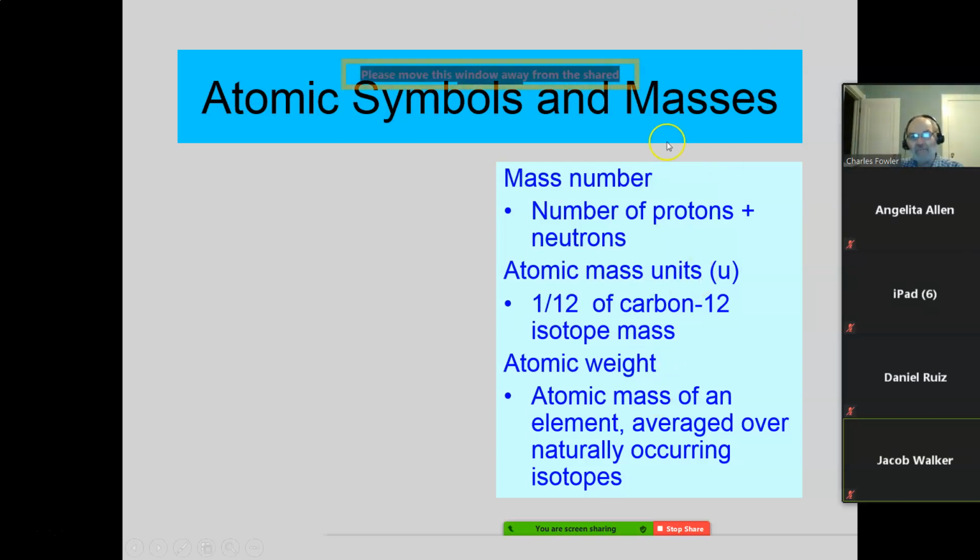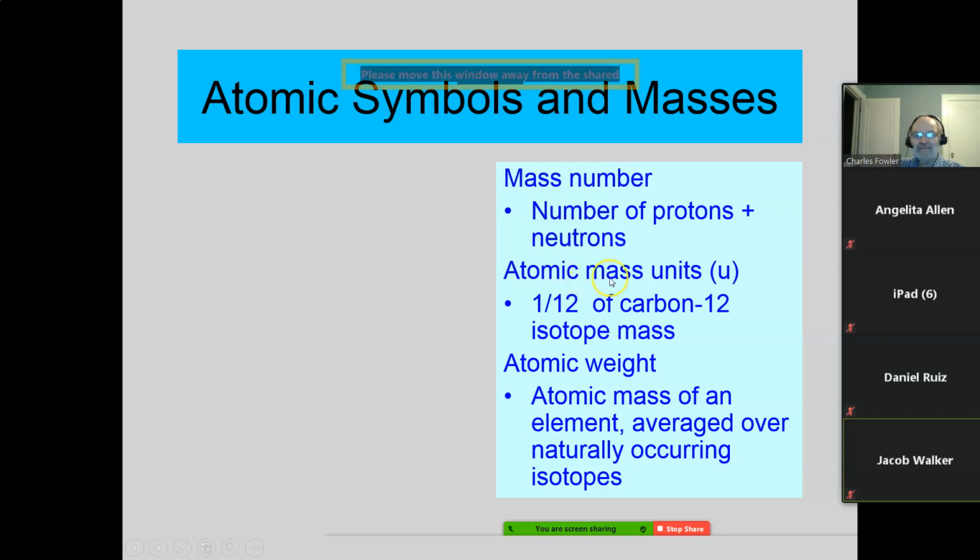Okay, the mass number is the number of protons plus neutrons. Those electrons have so little mass we don't even count them. Okay, add up all the electrons you could possibly have in an atom and you still don't come anywhere close to what the mass of a proton or neutron is. So they don't count anything for the mass. The mass number is the number of protons plus the number of neutrons.